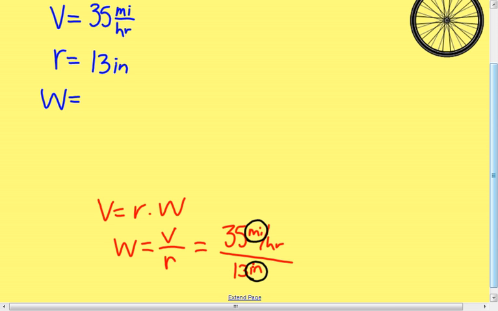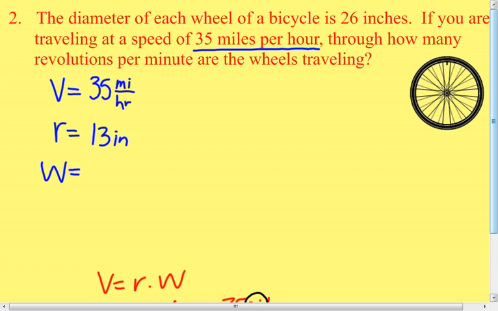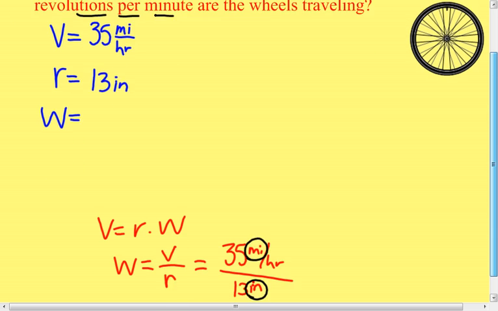So one of those is going to have to be converted. And it doesn't really matter which one. You can convert the inches to miles if you want, or you can convert the miles to inches if you want. But I'm going to have you read the question because in the end it's asking me through how many revolutions per minute. Okay? So this is what I would suggest doing.